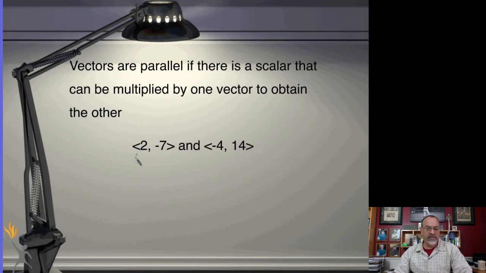Well, the way to do this is to take one component, 2, and say, okay, what would I multiply that by to get this other component, negative 4, and solve it? Well, 2 times negative 2 gives me negative 4. Now, if these are parallel, if I take this number and multiply it by the other component and get the second one, then they're parallel. Negative 2 times negative 7 is 14. Therefore, I can take one number, negative 2, a scalar, and multiply it by this first vector and get the second vector. And because I can do it, these vectors are parallel.